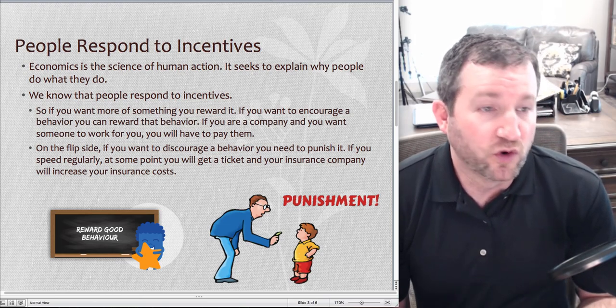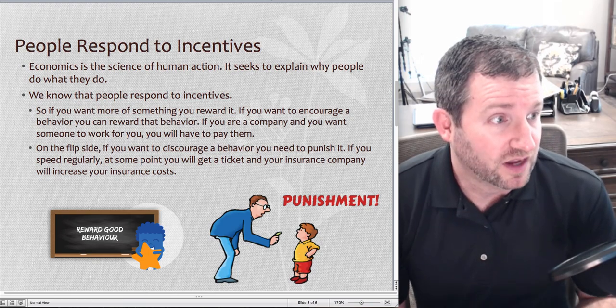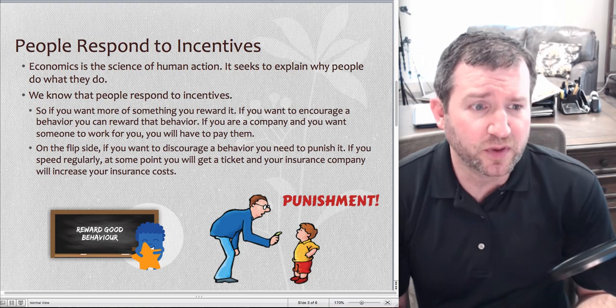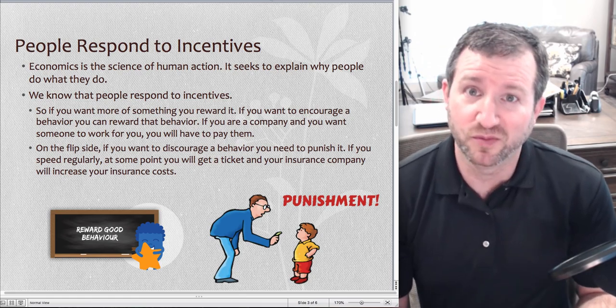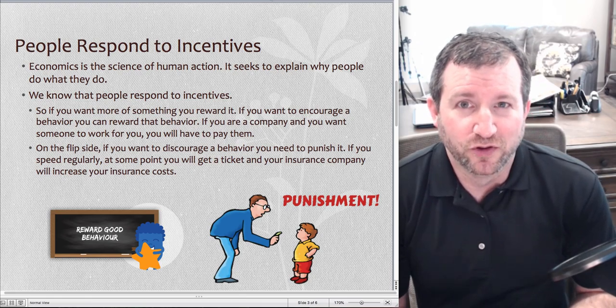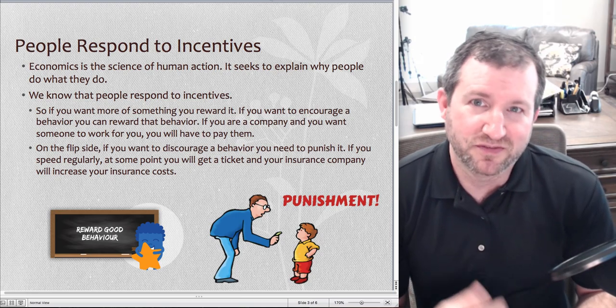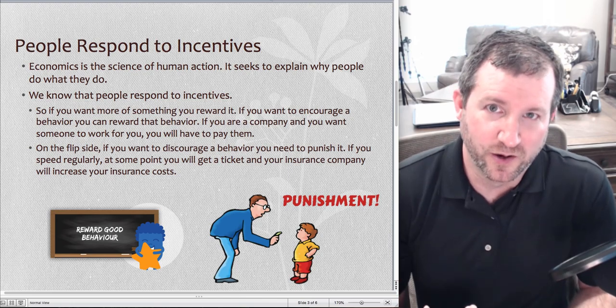If you want more of something, you reward it. If you want to encourage a behavior, you reward that behavior. If you're a company and you want somebody to work for you, you pay them, right? There are not many people walking around wanting to work for a company without pay. You have to incentivize people to be willing to come and work for you.